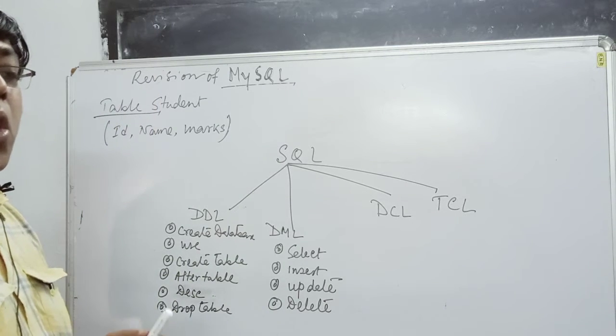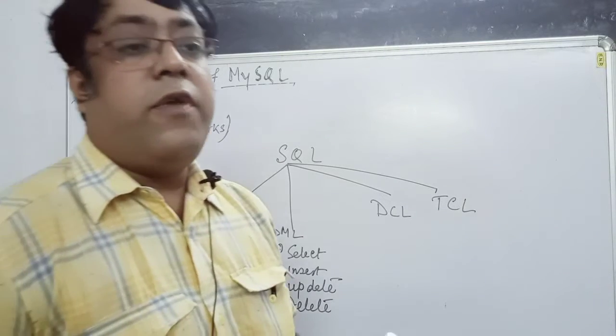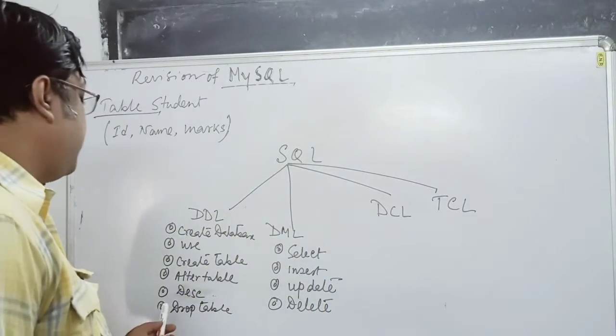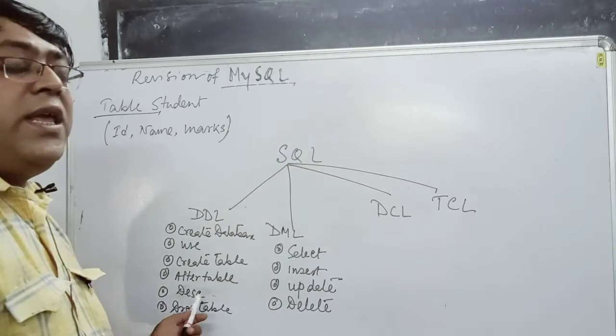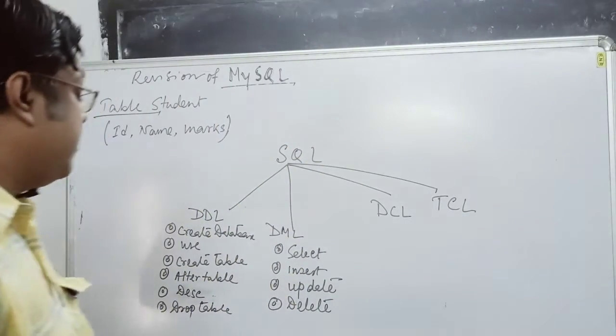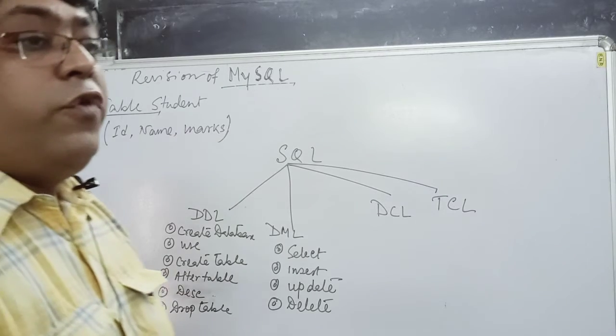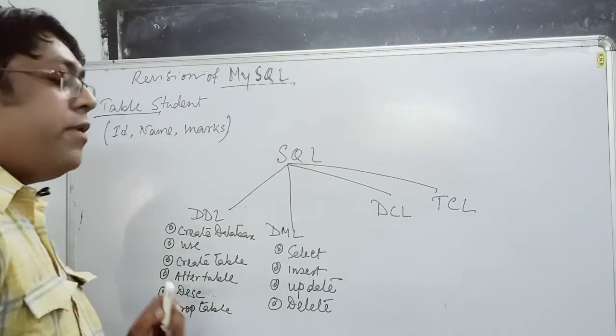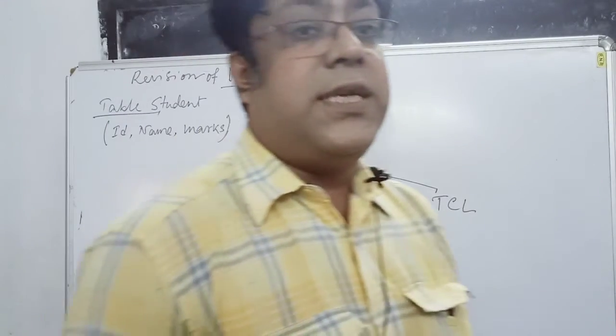Alter table is used to modify our table. Describe table, or DESC, is used to view a particular table structure. Drop table is used to delete a table.